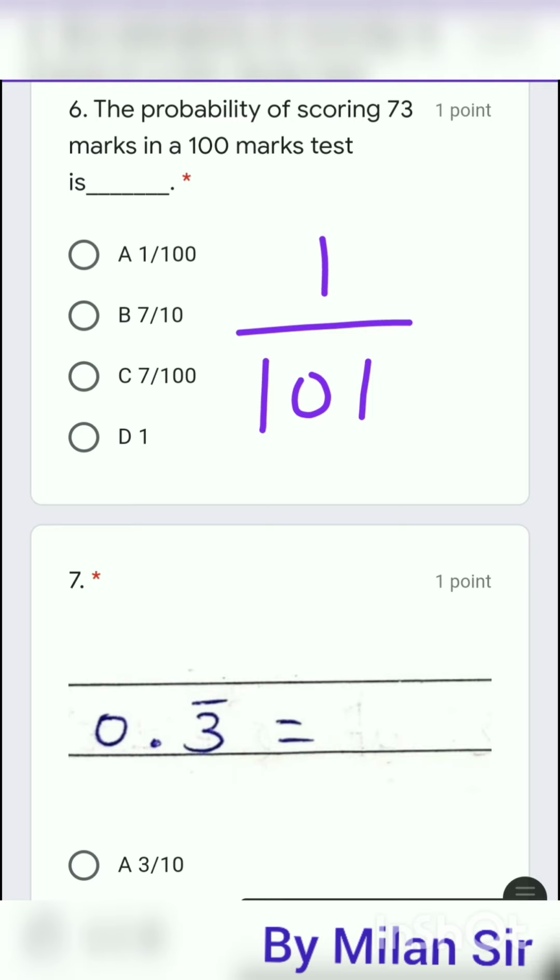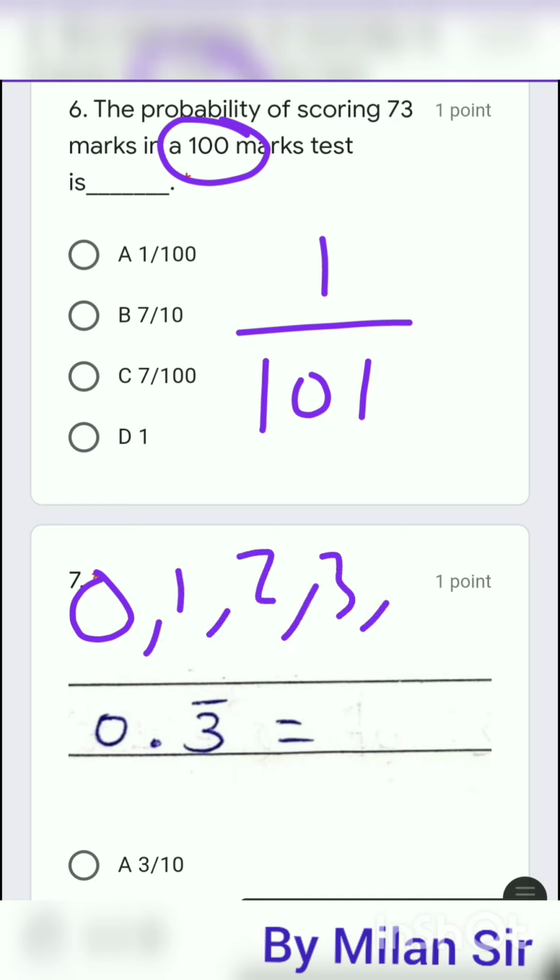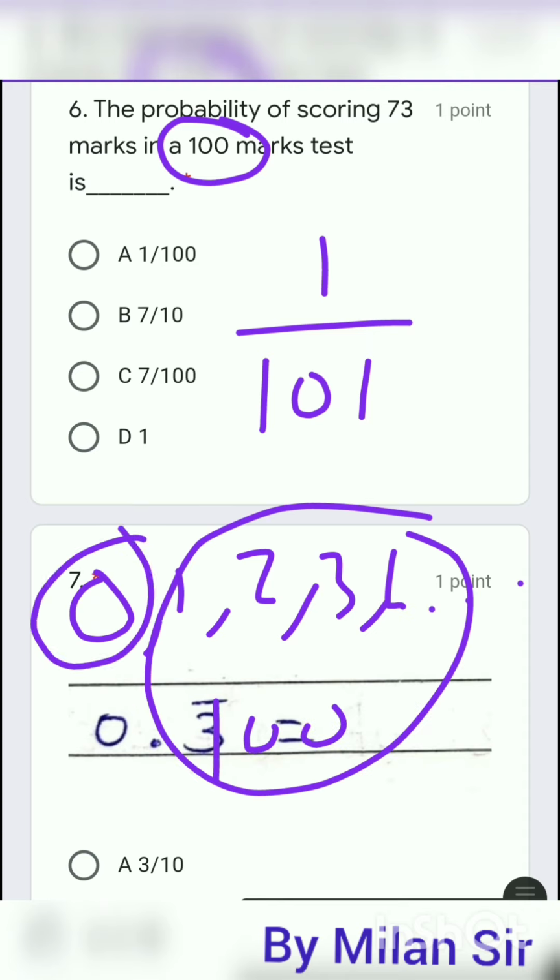1 divided by 101. Why? Because if a 100 marks test is there, how many total possibilities are there? Total 101 possibilities are there, because marks can be 0 even. Someone may get 0 marks, so that we need to consider here. So total how many possibilities? 0, 1, 2, 3, 4 up to 100. So 1 to 100 and this 0, so the total number of possibilities is 101.